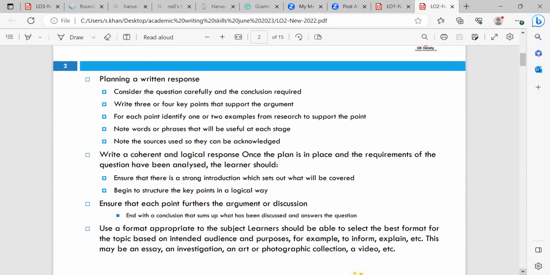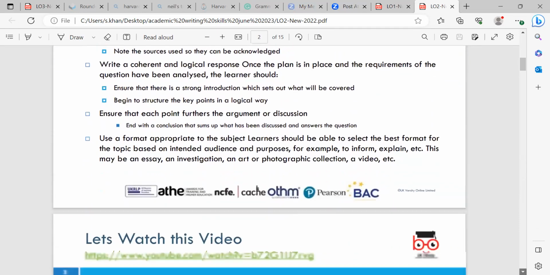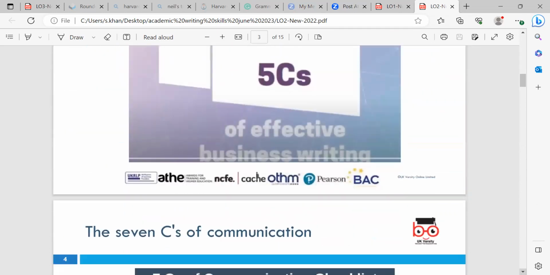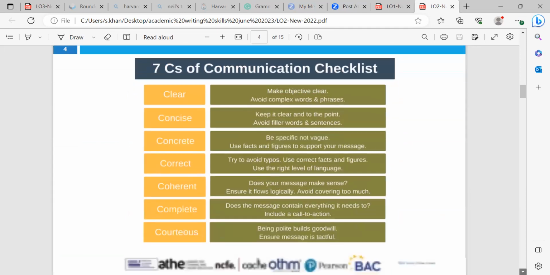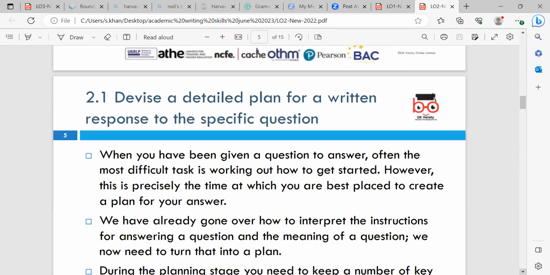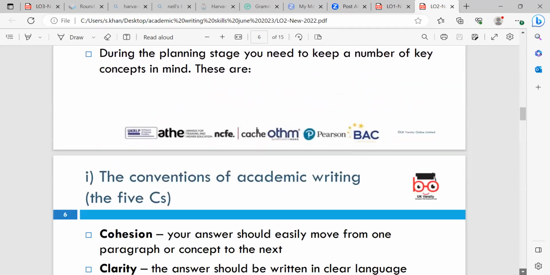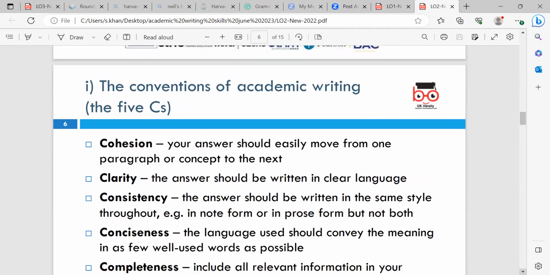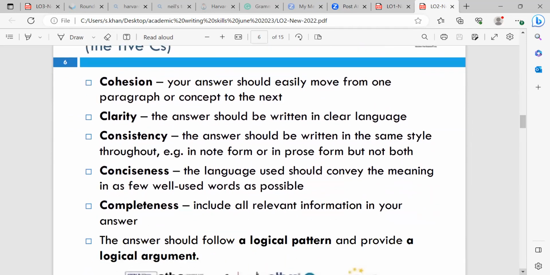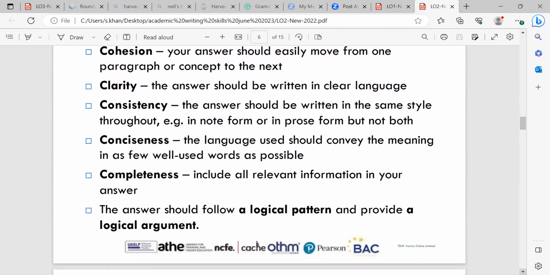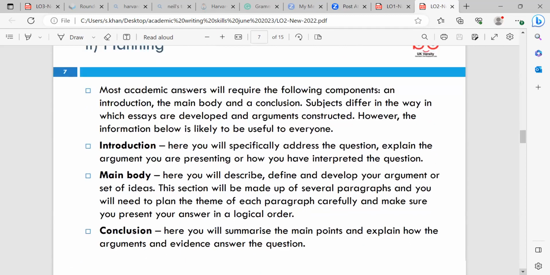So here we produce a written response in appropriate format. We looked at what written responses are. We looked at the 7 C's of communication. We looked at a detailed plan for a written response to the specific question. We looked at the 5 conventions of academic writing, so cohesion, clarity, consistency, conciseness, and completeness. And we looked at these so we could follow a logical pattern and provide a logical argument and the importance of these. So we looked at planning, why planning was so important, why the main body is important, and the conclusion.